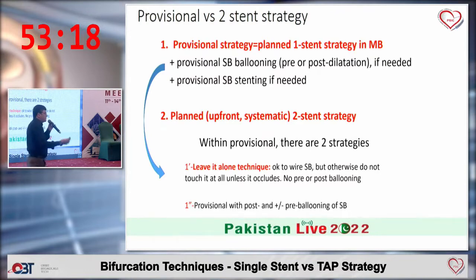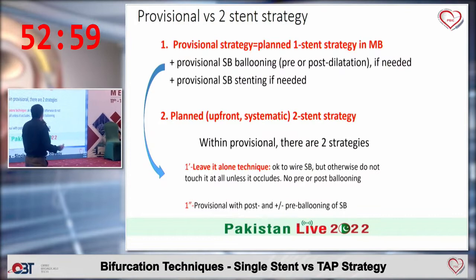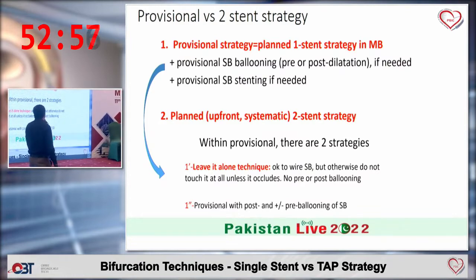When the side branch is quite large and has a big area of supply, for example a huge diagonal, or mostly in the left main bifurcation where the circumflex is quite large, it supplies a huge territory of myocardium. So you might think of a two-stent strategy straight away in such cases. And if you go for a two-stent strategy, leave the side branch alone, do not touch it unless it occludes, with no pre- and post-ballooning. And secondly, as I just said, you may end up putting another stent as well.